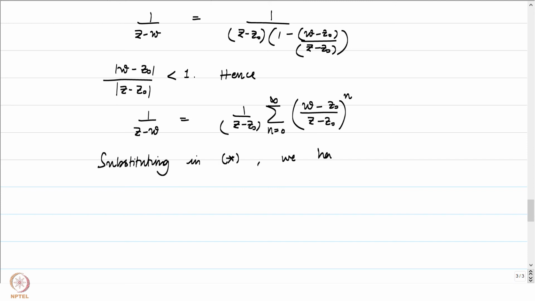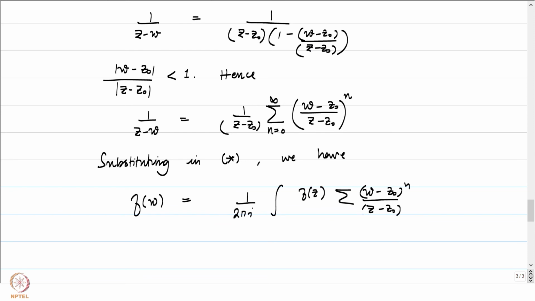we have f(w) equal to 1 by 2πi times the integral of f(z) into the summation, where the z − z0 can be pulled in, giving (w − z0)^n by (z − z0)^(n+1) dz over gamma.